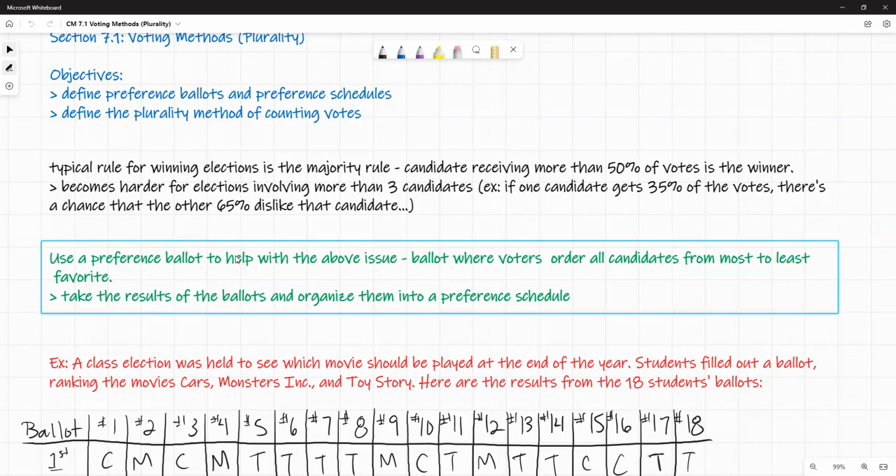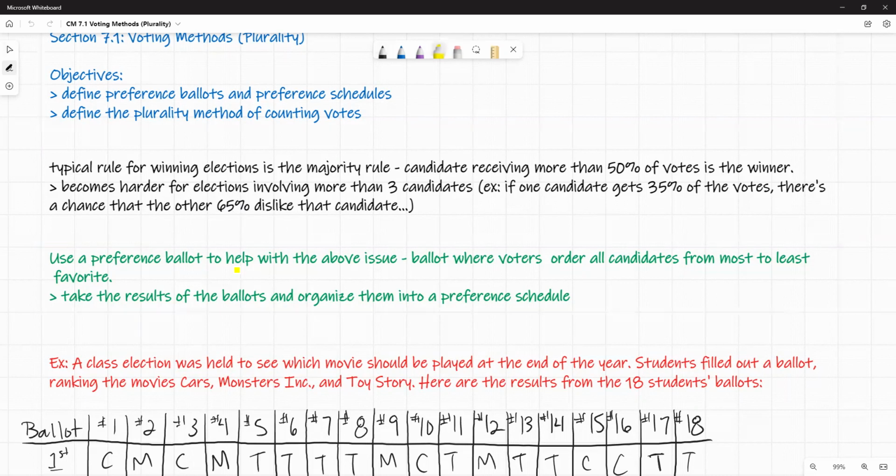One way to mitigate this is using a preference ballot. That's the first thing we're looking at. A preference ballot is where voters order all the candidates from most to least favorite. So instead of just saying, out of these 4 candidates, I prefer this one, you organize all 4 of your candidates: I prefer this one, then that one, and then the worst case scenario, this last person. That's a preference ballot: ordering all your candidates from first, second, third, onward.